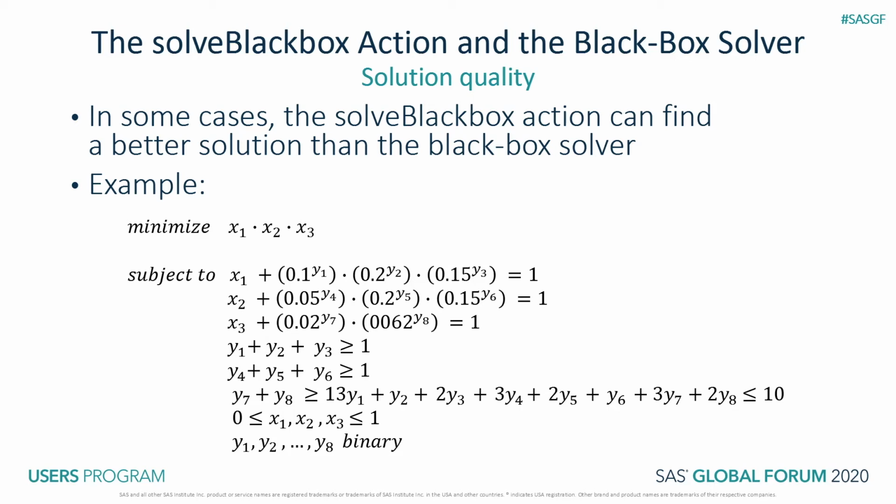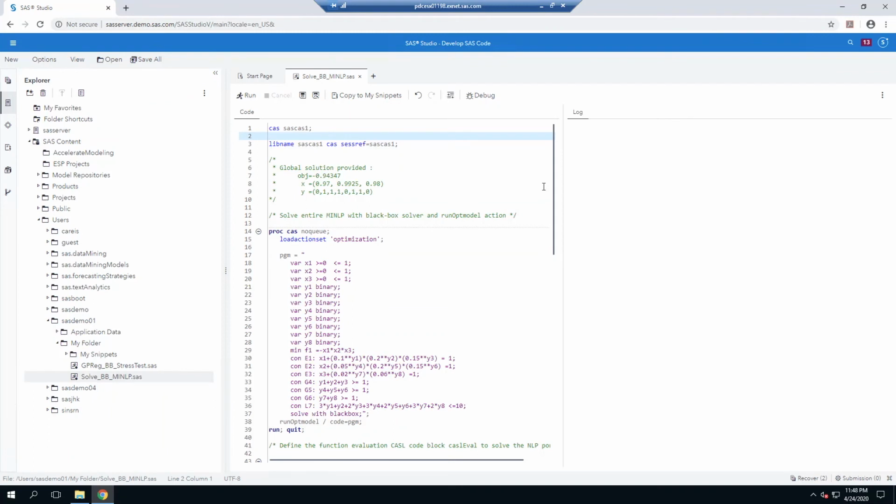One example is this mixed integer nonlinear program, which has a mix of binary and continuous decision variables, a nonlinear objective, and a mix of nonlinear and linear constraints. For this problem, we happen to know an optimal solution, and its objective function value, the optimal objective function value, is minus 0.94347.